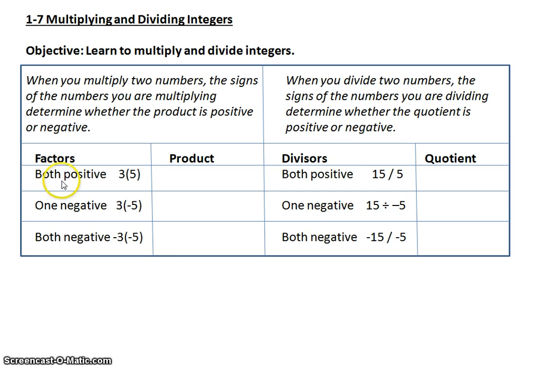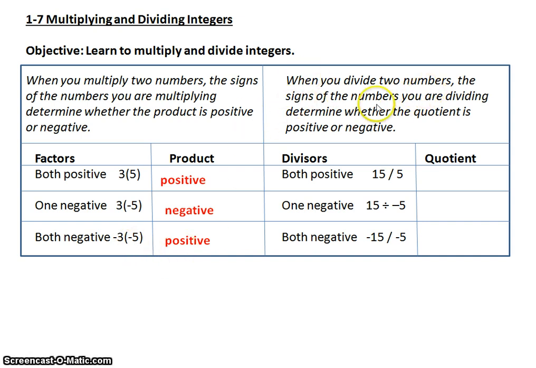There are three examples for multiplying. If the factors both are positive, such as 3 times 5, a positive 3 times a positive 5, the product is going to be positive. If just one of the factors is negative, such as 3 times negative 5, the product will be negative. If both of the factors are negative, such as negative 3 times a negative 5, the product will be positive. So both positive, your answer will be positive. One of them negative, your answer will be negative. If both are negative, your answer is positive.